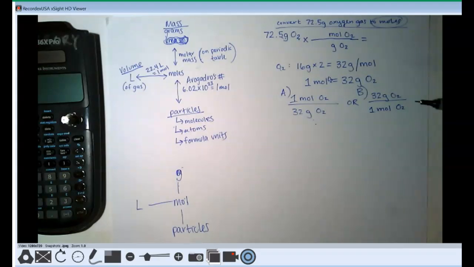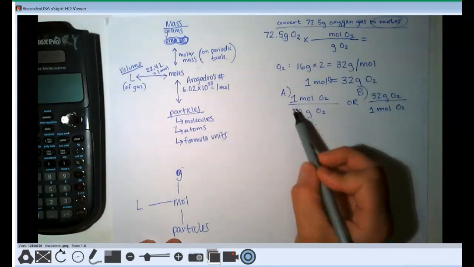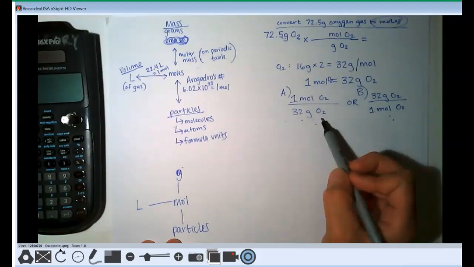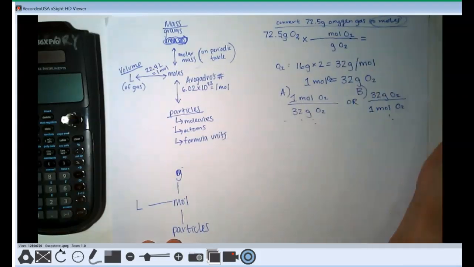So think about where we need our moles and grams. So in our conversion factor, where is our moles supposed to be? It's supposed to be on top? Yeah, it's supposed to be on top. So which one of these conversion factors has moles on top? So we're looking just at these two conversion factors that I wrote, and A has moles on top, so this is what is going to end up in our equation.